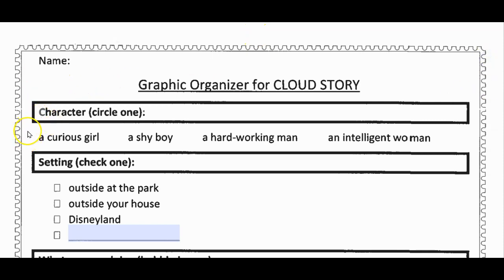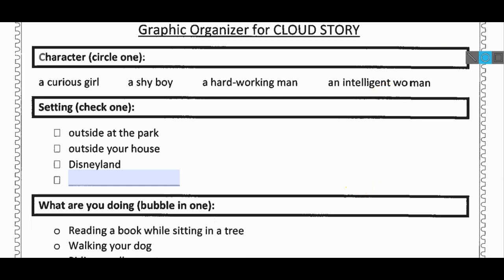If this was me, then maybe I would just do this. Then look at the second section. Pick one of these. Where does your story take place? Outside the park, outside your house, Disneyland. If it takes place somewhere else that is not one of these, then write it inside on the line. Do that now.